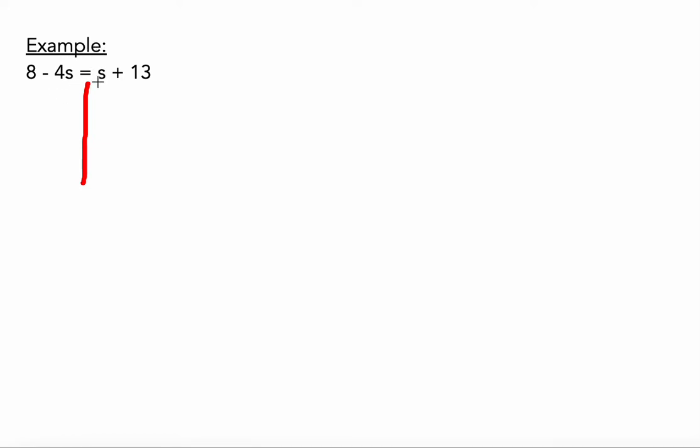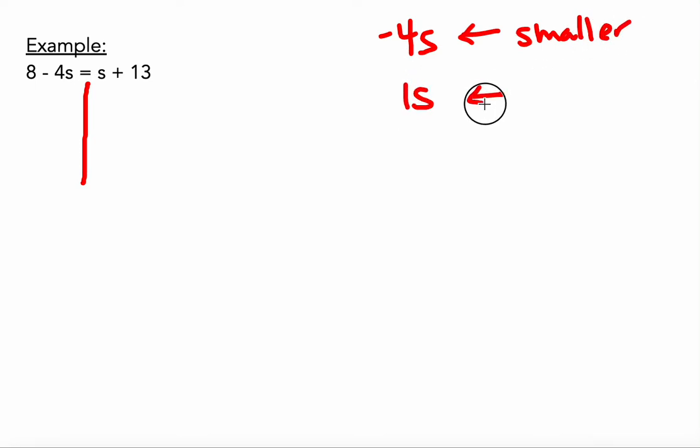The next step is to move all my variables on one side and my numbers, my constants, onto the other side. Okay, and remember my tip was to move the smaller values, whether it's a variable or a constant, to meet the side that has the larger value. So here's an example. I have a negative 4s on the left-hand side, and I have a positive 1s on the right-hand side. This one right here is smaller, the negative 4s, because it's a negative 4. And this one right here is larger because it's a 1.